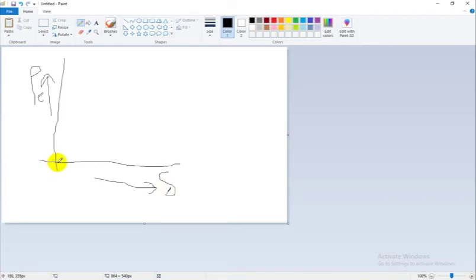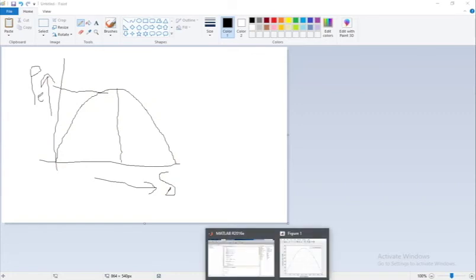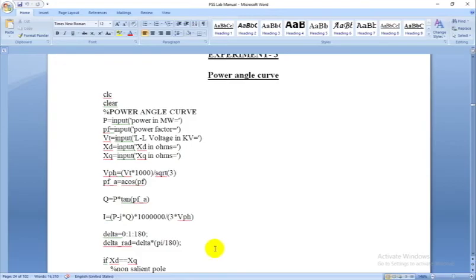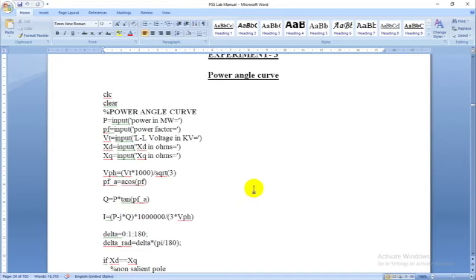As you all know, for a non-salient pole machine, it is like this. The electrical power transfer will be maximum when the delta value is 90 degrees. This has been implemented, and the theory background was studied in the Power System Analysis subject 1. So you see the manual. This is the coding, written by referring to the theory of the power angle equation of a salient and non-salient pole synchronous machine.